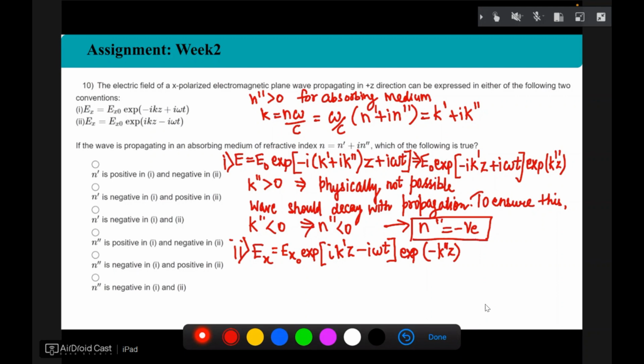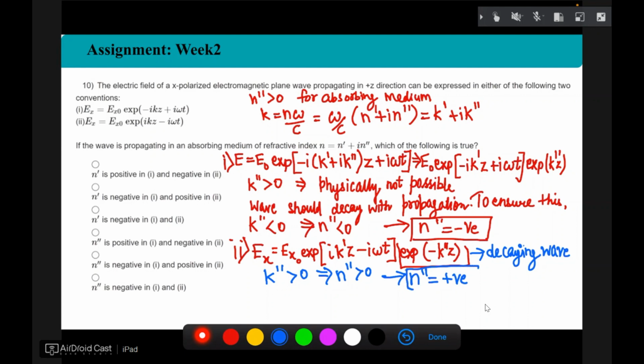So if the wave is propagating in an absorbing medium, the wave should decay. So automatically, this vector is showing a decaying wave. To satisfy this, if k prime is greater than 0, then n double prime is greater than 0. So n double prime is positive in this case. For the first case, n double prime is negative, and for the second case, n double prime is positive. So option 5 is correct.